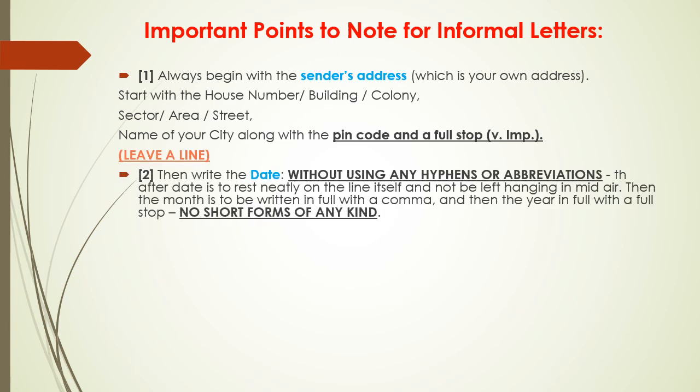Leave a line, then write the date without using any hyphens or abbreviations. TH after date is to rest neatly on the line itself and not to be left hanging in mid-air. The month is to be written in full with a comma and then the year in full with a full stop. No short forms of any kind. Exactly like the formal letter.